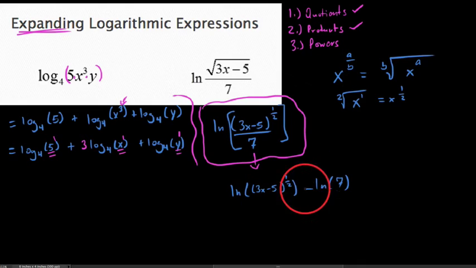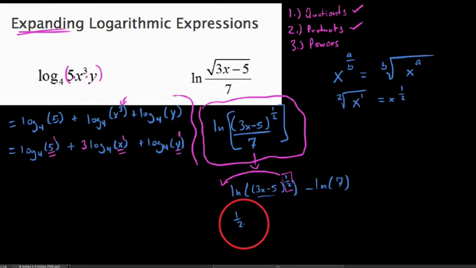So here I am saying, do I have any more quotients? Well, no quotients. How about products? So 3x minus 5 to the 1/2, I don't notice that's being taken times anything, and neither is my 7. So products are done. Now I'm looking for powers, and I notice that this 3x minus 5 has this giant rational exponent right here. So what we're going to do is we're going to put it out front using our power property. And so our properly expanded form of this would just be this right here, minus ln of 7.